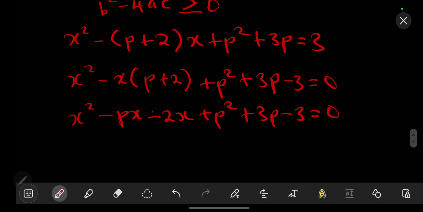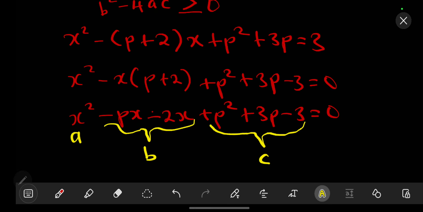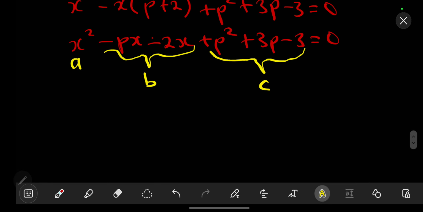So remember, whatever has got x to the power 2, that's your a. Then whatever has got just x to the power 1, that's your b. So this is our b, whatever has got just x. Then whatever doesn't have x, that's our c. So when we do that, let's use now our discriminant, b squared minus 4ac should be greater than or equal to 0.